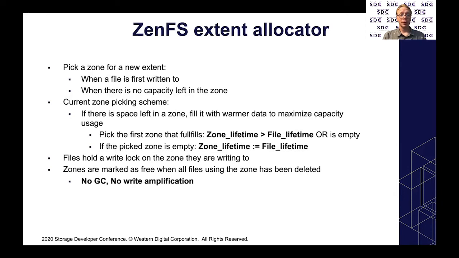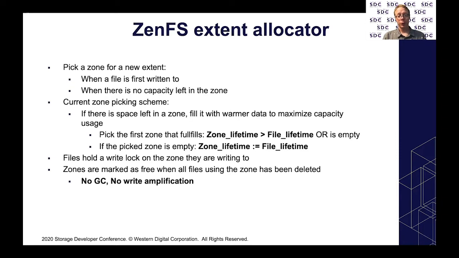And the picking scheme is like this. If there's space left in a zone, fill it with warmer data to maximize capacity usage. So we pick the first zone that fulfills the condition that the zone lifetime is greater than the file lifetime or is empty. And if the picked zone is empty, we assign the zone lifetime to the file lifetime. So if you've written a file already to a zone, we only allow warmer data to be stored in that, to make sure that we don't prolong the life, or we have to wait a long time to reclaim it.